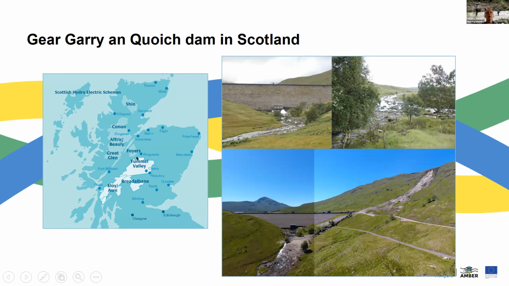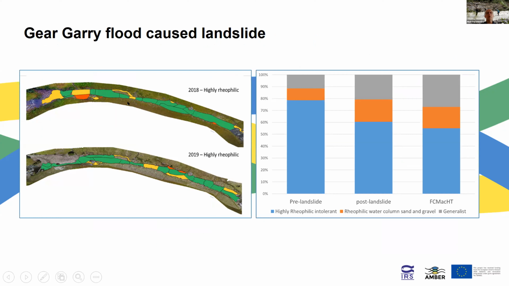And the final one, Geargarry and Coige Dam in Scotland, where we couldn't modify many flows, but this huge dam in a relatively natural area caused one interesting story. After the first mapping, we got a huge landslide. There was a big flood, a landslide that completely modified the river downstream. And you see the habitat distribution pre-landslide and post-landslide dramatically improved and got much closer to the expected habitat distribution that we would have in the river.